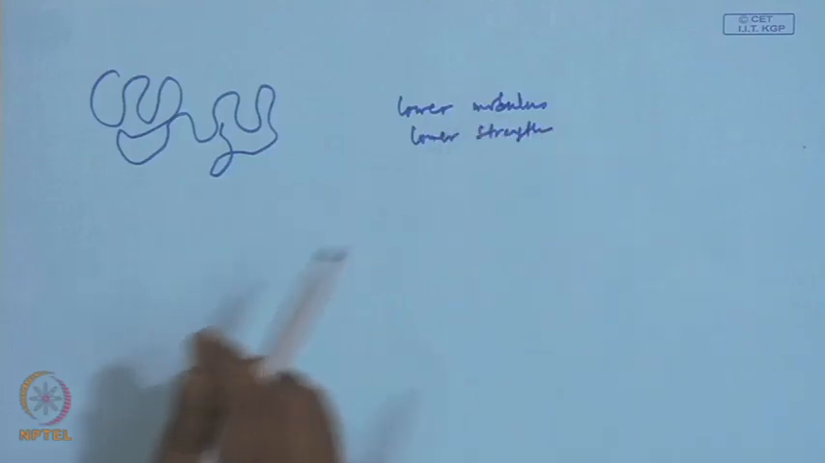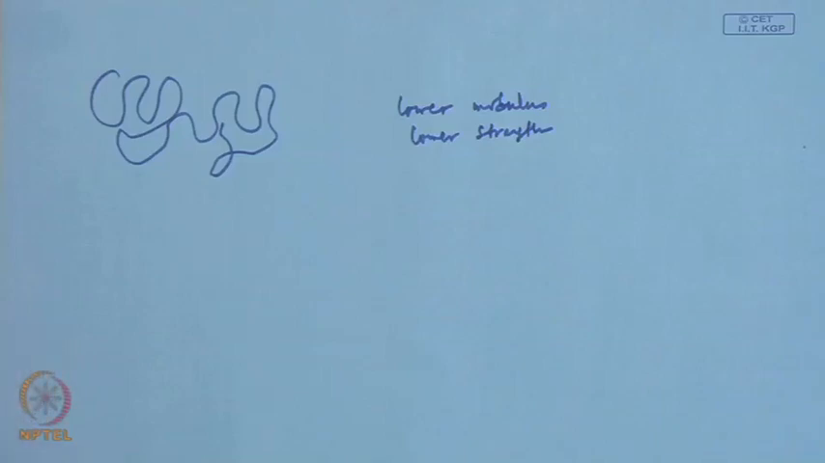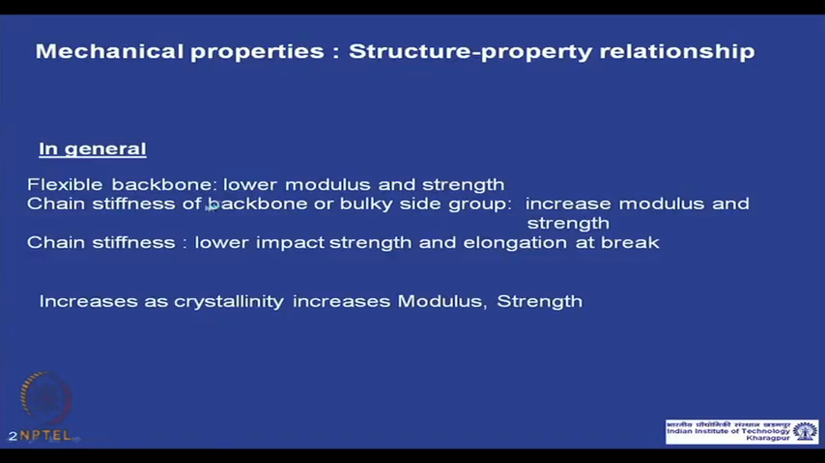However, the same flexible behavior can be helpful in case of impact properties, where if you impact, because of its flexibility, it can absorb that impact energy more effectively and gives you a higher impact strength, or it does not give a brittle fracture on getting hammered by an impact or a load. So flexible backbone gives lower modulus and strength, and chain stiffness of the backbone and the bulky side groups increases modulus and strength, which is self-explanatory.